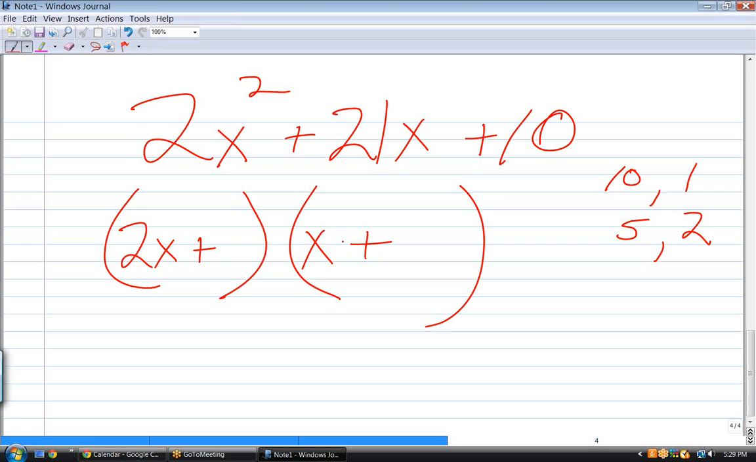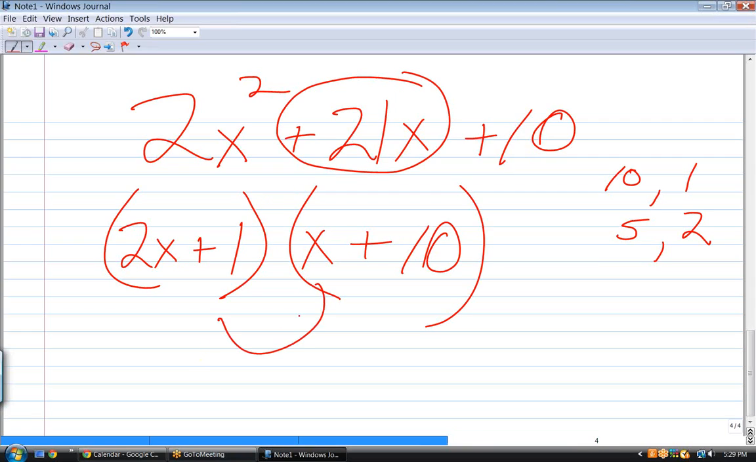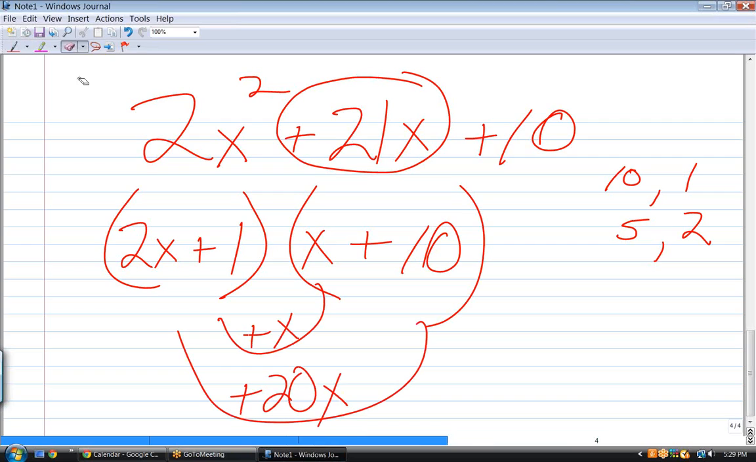Yeah, because I know I've got to get up to 21. I need the 10 multiplying a bigger number. So that would work. That gives you 1x, 20x. Add them together, you get 21x.